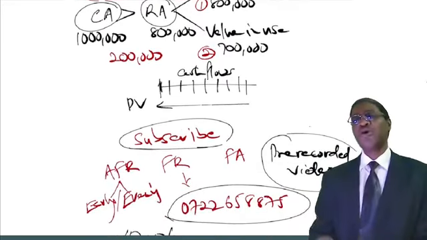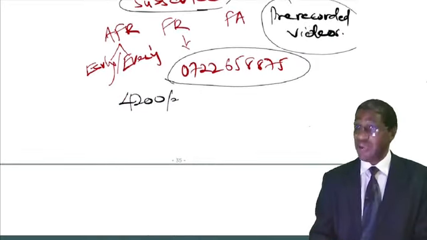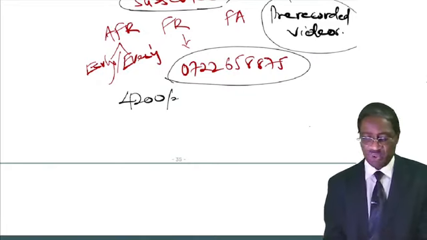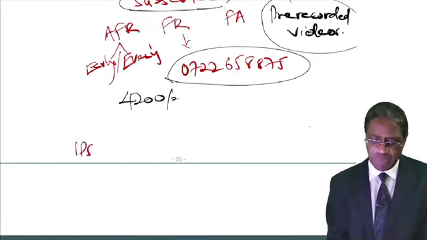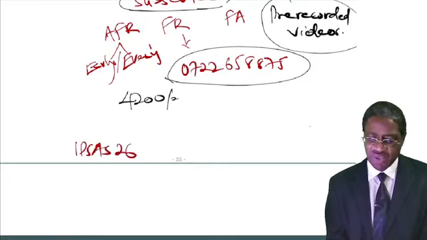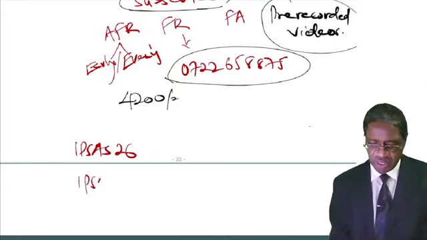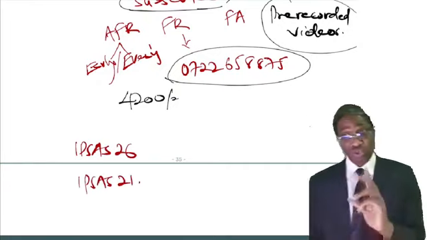Now, for public sector entities, I was saying, they have two accounting standards. One of the accounting standards is IPSAS number 26, and we also have IPSAS number 21. Let me introduce the two.